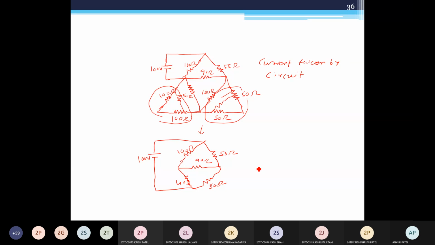This 40 ohm and 50 ohm that we got by series combination is in parallel with 50 ohm. This is series combination in parallel with 100 ohm. So we are getting 40 ohm and 50 ohm.